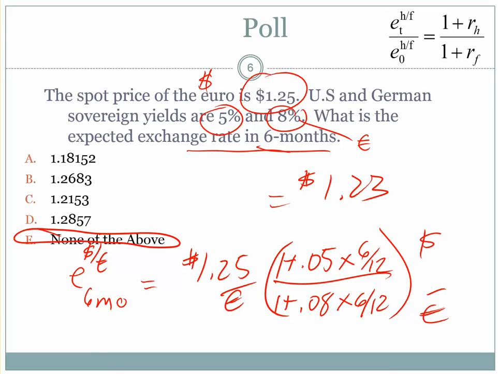Now you could verify that this makes sense, where we already said that inflation is going to lead to a devaluation of a currency. And in this case, the Eurozone has 3% extra inflation. So over 6 months, I'd expect the euro to devalue about 1.5%, going from 125 to about 123. So that sounds reasonable.